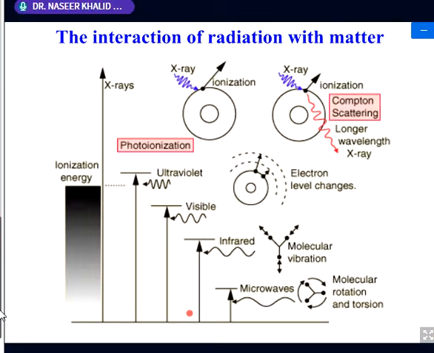Talking about the radiation, we have already studied in a previous slide that X-rays are of high energy level as compared to visible, which is again high energy as compared to IR and microwave. Microwave and radio waves are of low energy level, but they have high wavelength as compared to X-rays and gamma rays, which have high energy but low wavelength.